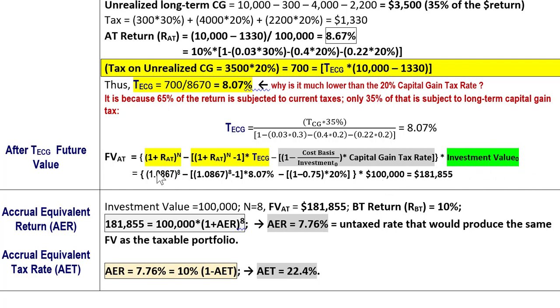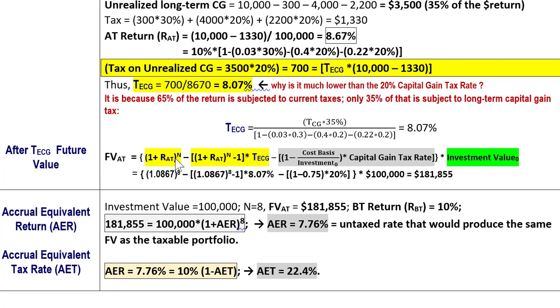So in other words, here is the after-tax effect compounding rate for the $100,000 investment. This calculation will give you the 181,855. So what is that? All right, there are three components inside the compounding. We call it the compounding factor, or future compounding factor.